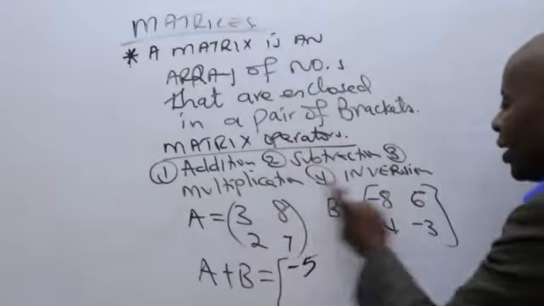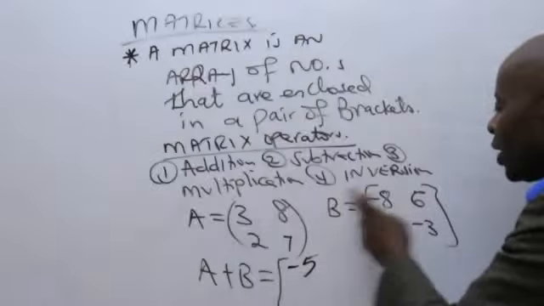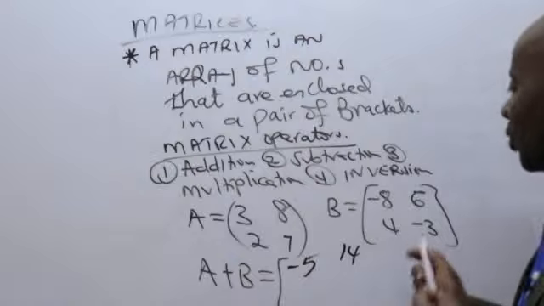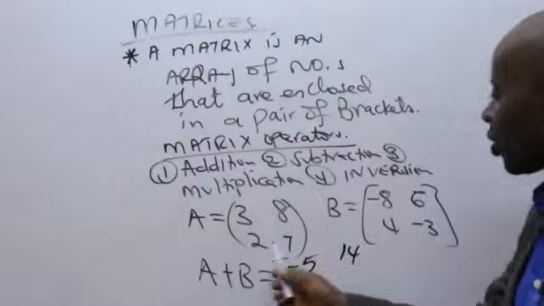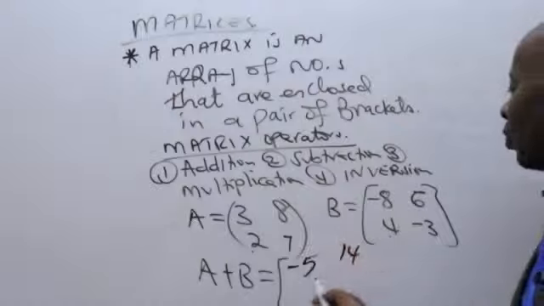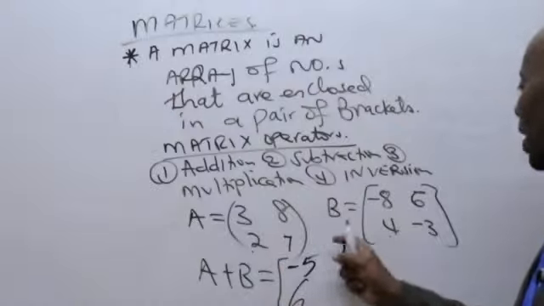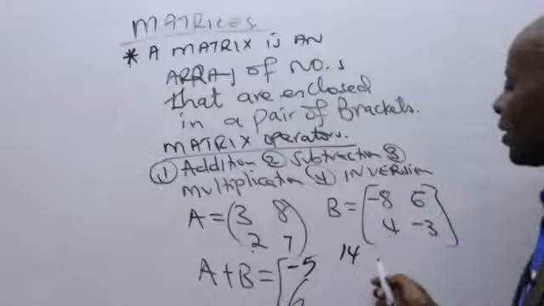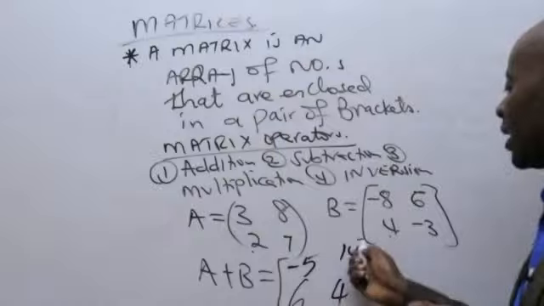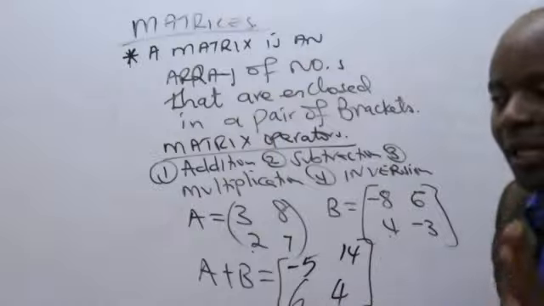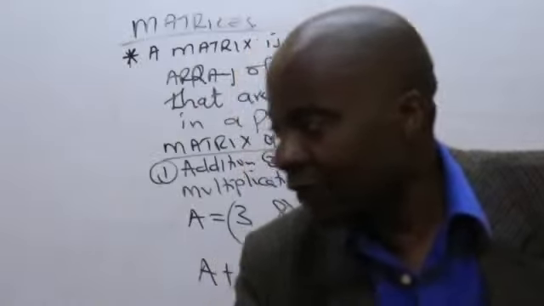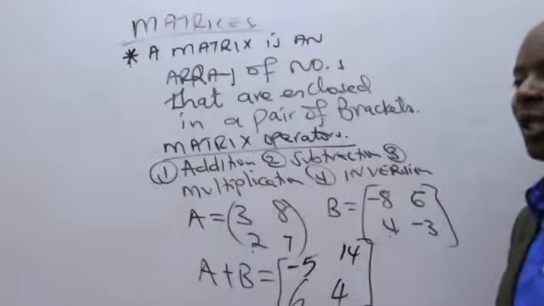And then we have the second elements that are corresponding. So we have 8 plus 6 giving us what here? 14. And then we have the third element. So we have 2 and the 4. When you consolidate them together through addition, 2 plus 4 will give us 6. And then we have 7 plus minus 3, that gives us 4. And that is it as pertains what here? Addition of matrices. So addition of matrices really is not a tough thing.